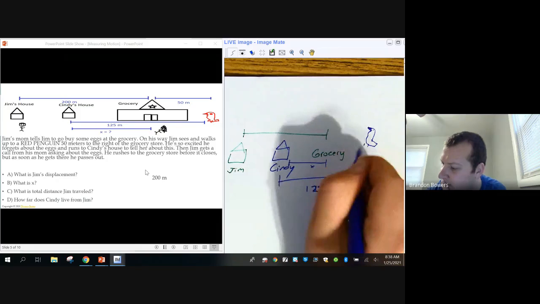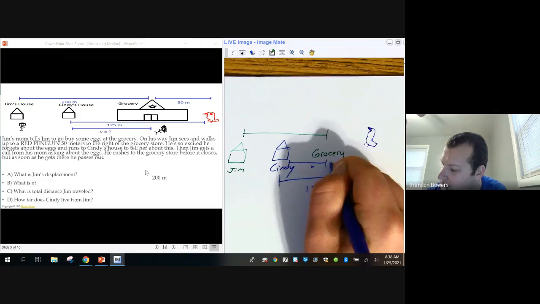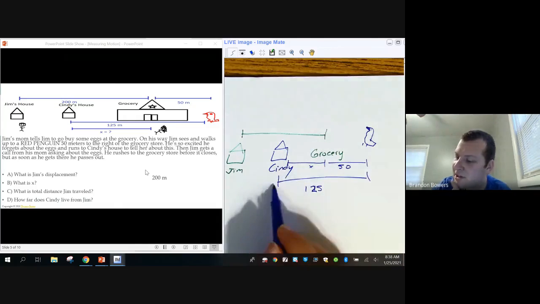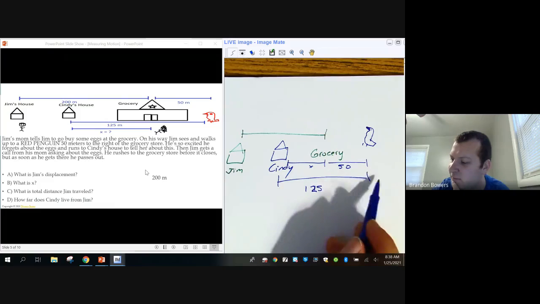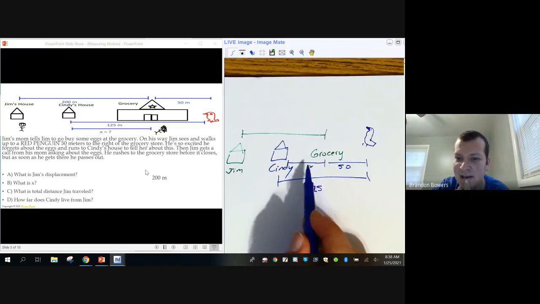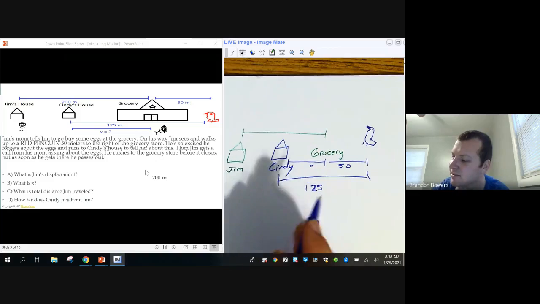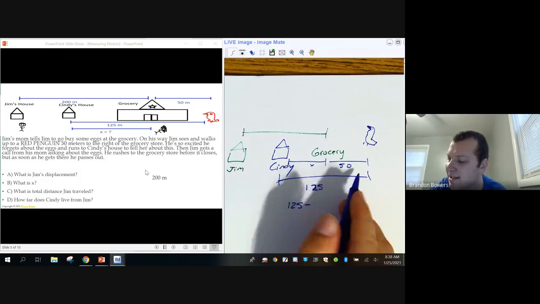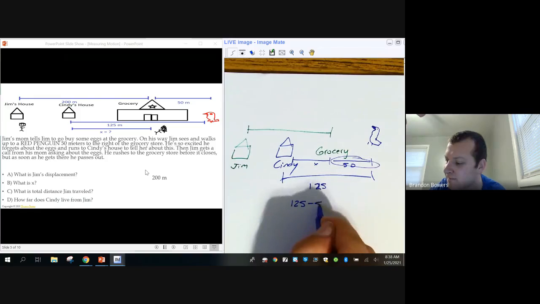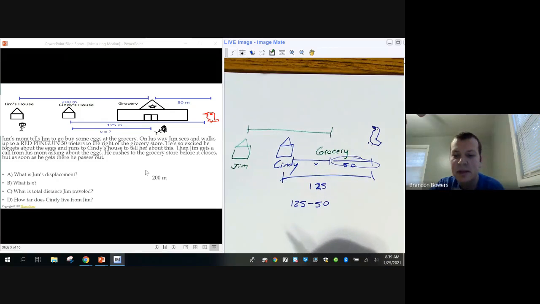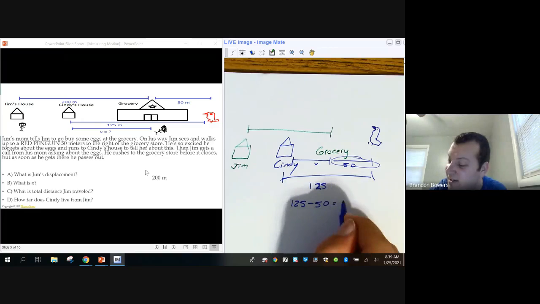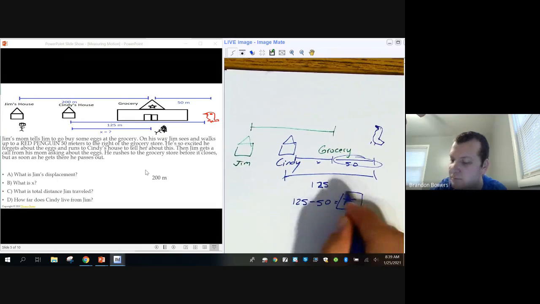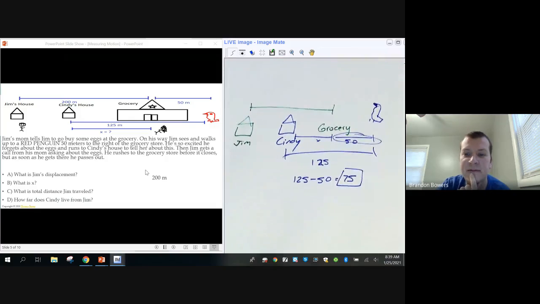And we know the grocery store to the penguin is 50. So if we know the total distance is 125, and we know this distance is 50, I just have to solve for x. So what we have is 125, that's my total, minus this part right here, which is 50. That will give me x. So 125 minus 50 is 75. And 75 is your answer.